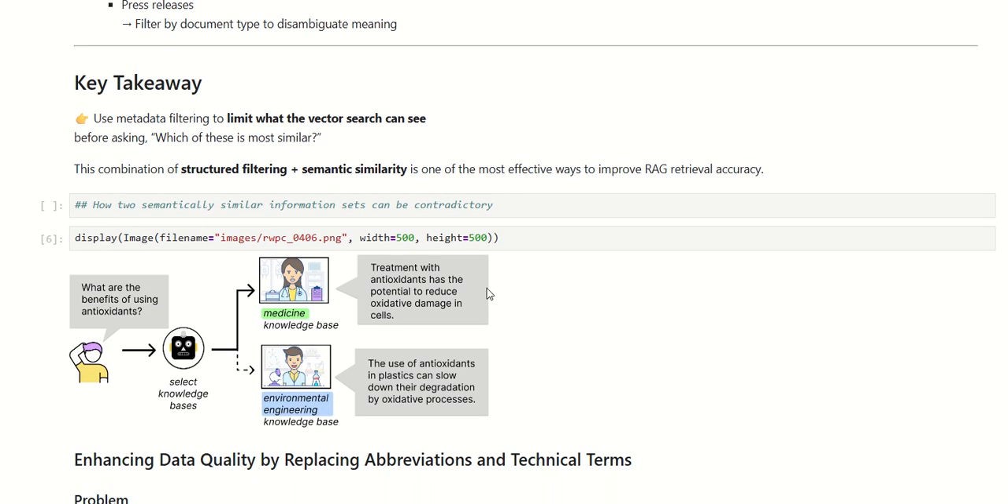So you can see the flow. The user asks a question: what are the benefits of using antioxidants? So select knowledge base. This is like a medicine knowledge base, and environmental engineering is a knowledge base, like two knowledge bases. Treatment with antioxidants has the potential to reduce oxidative damage in cells. So the use of this plastic can slow down its degradation by oxidative processes.